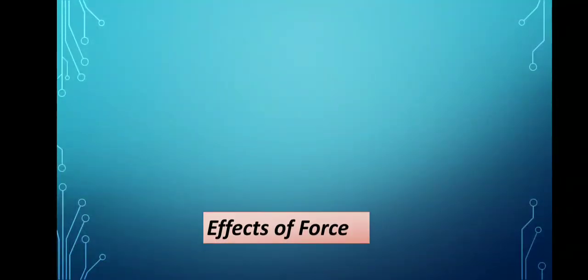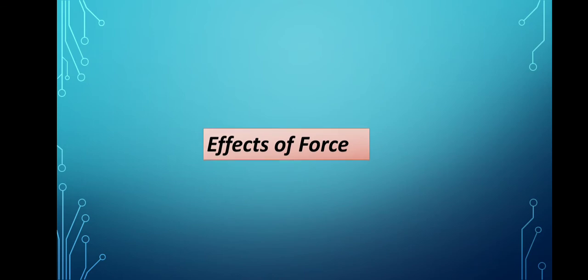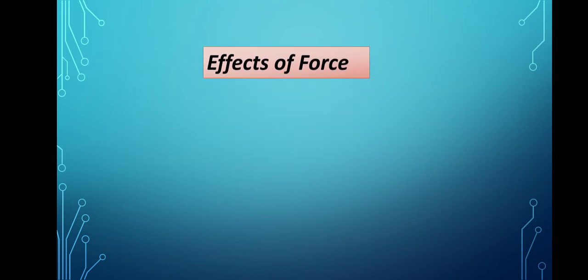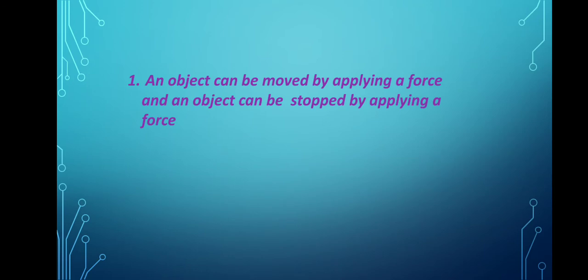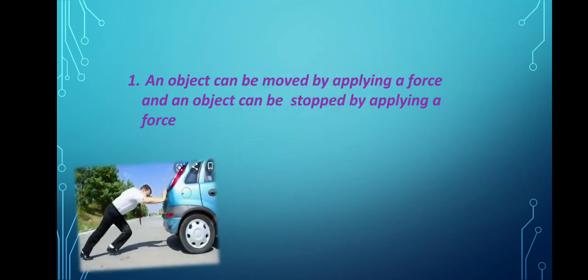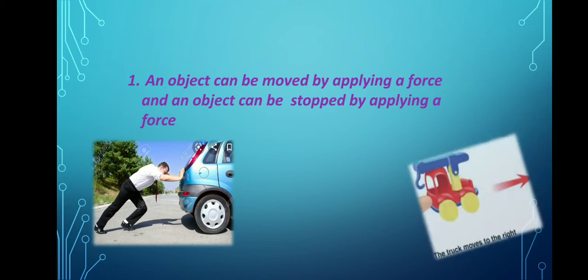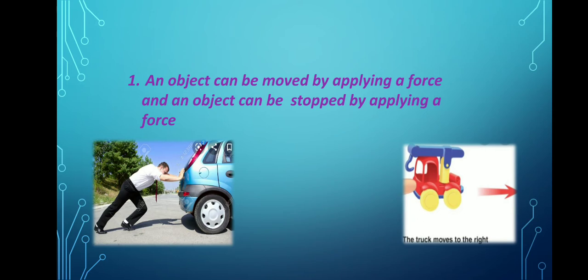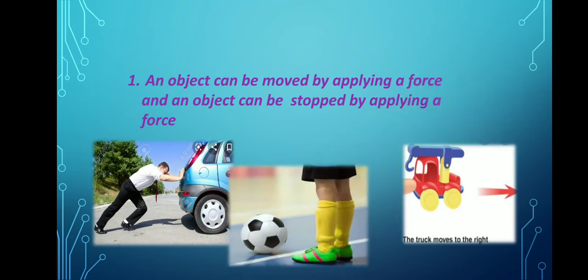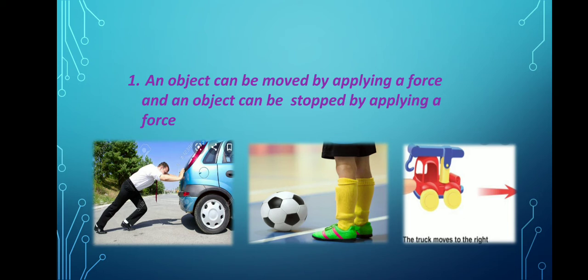The effects of force. That means where the force is applied or used. Here there are 5 effects we are going to learn. First, an object can be moved by applying a force. Here the stationary car is moved by applying a force. Force should be given to move a stationary object, or to stop a moving object.